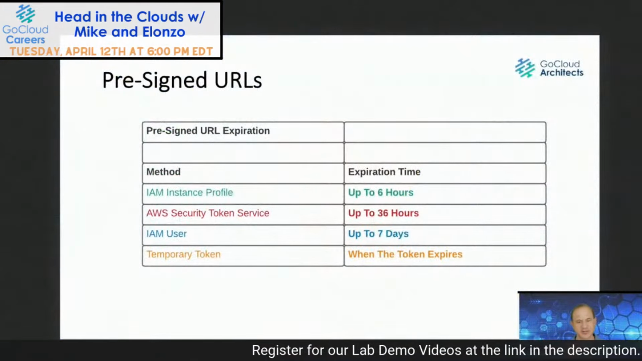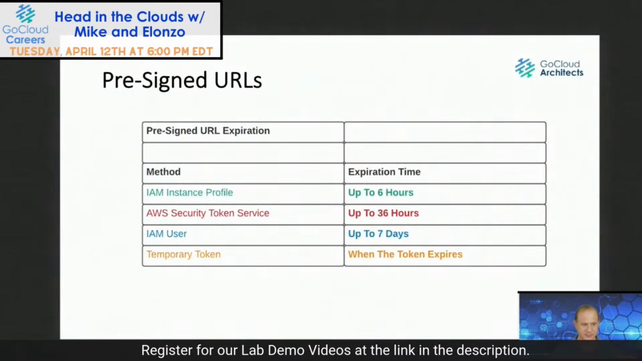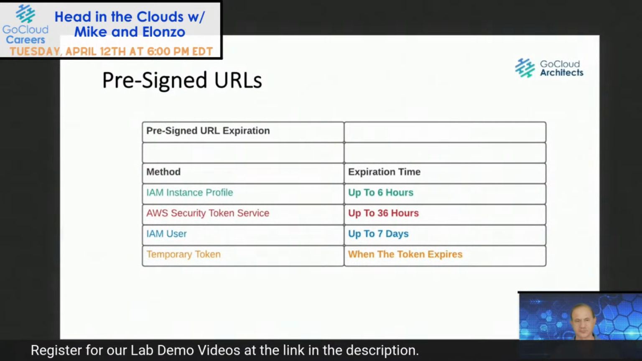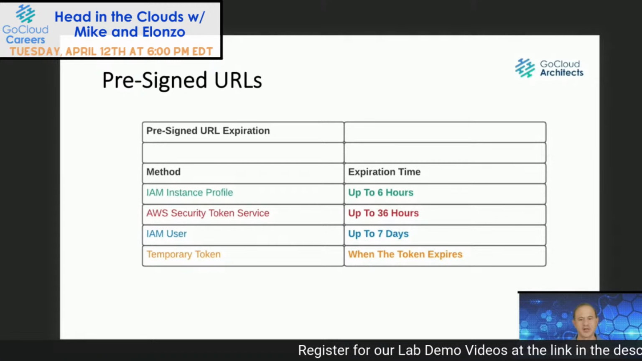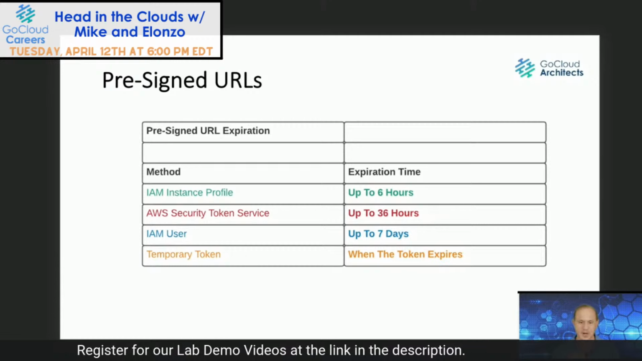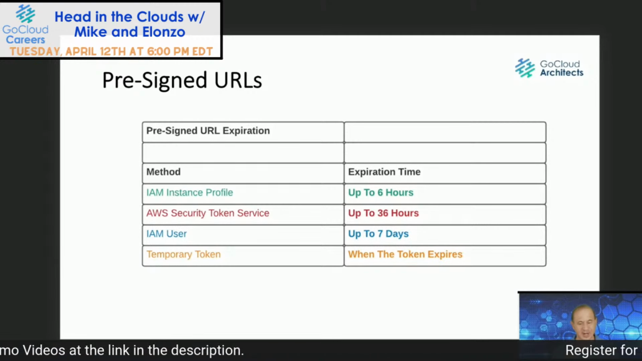So when you pre-sign something, how long do your signatures last? Well, it depends how you signed it. If you sign the URL with an IAM instance profile, it's going to be good for up to 6 hours. Now, if you signed it with an AWS token from the security token service, it's going to be good for up to 36 hours. Why? Well, an IAM instance profile is less than a token that's one time.